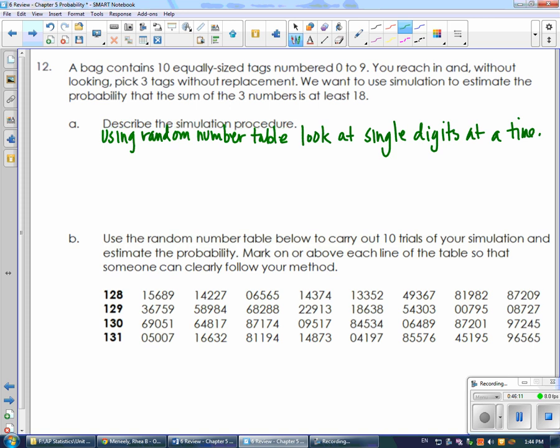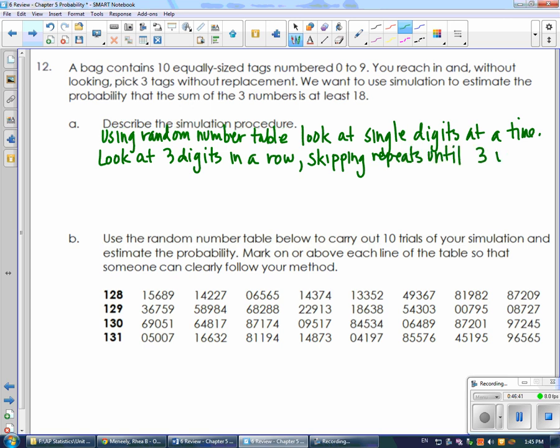Okay, and what I'm going to do is look at them and make sure that there are no repeats. So if I get a repeat, I'm going to move on. So look at, I guess, 3 numbers in a row, ignoring repeats. I guess I'm skipping repeats until you have 3 unique numbers.